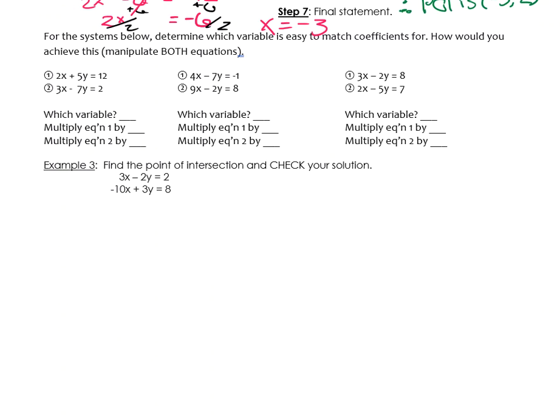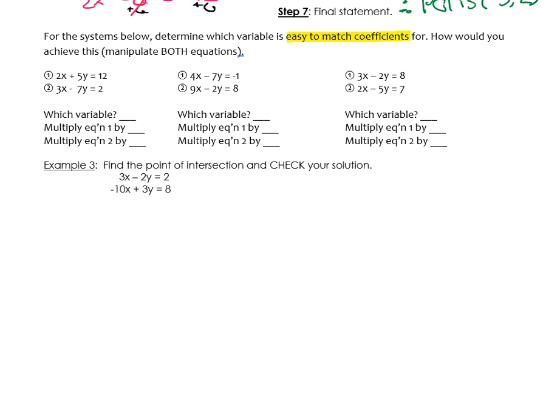All right, let's move on. I'm going to just erase this so that I can see my bottom line a little better here. For the systems below, determine which variable is easy to match coefficients for, and how would you achieve this?